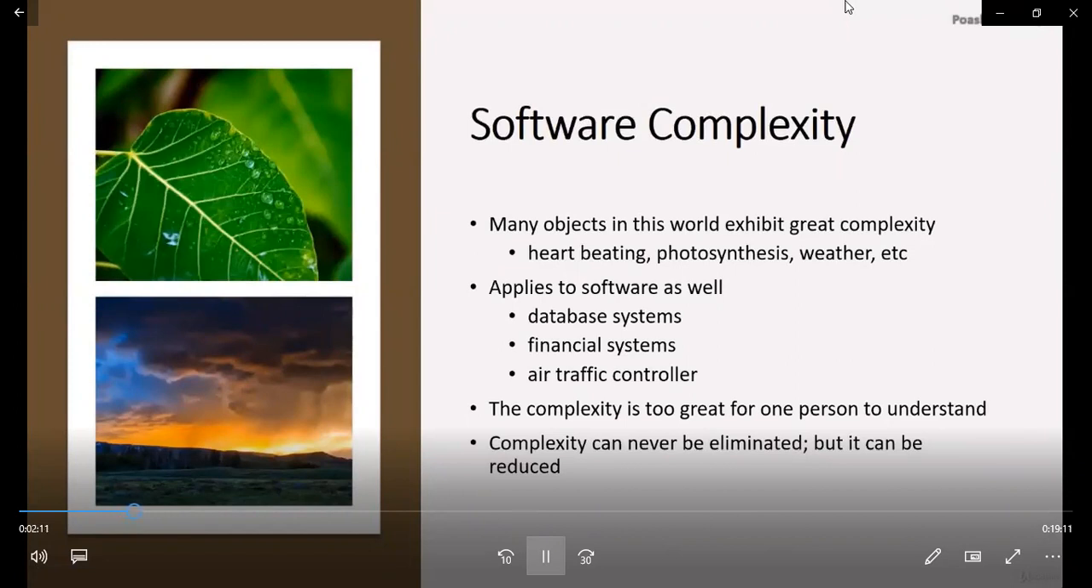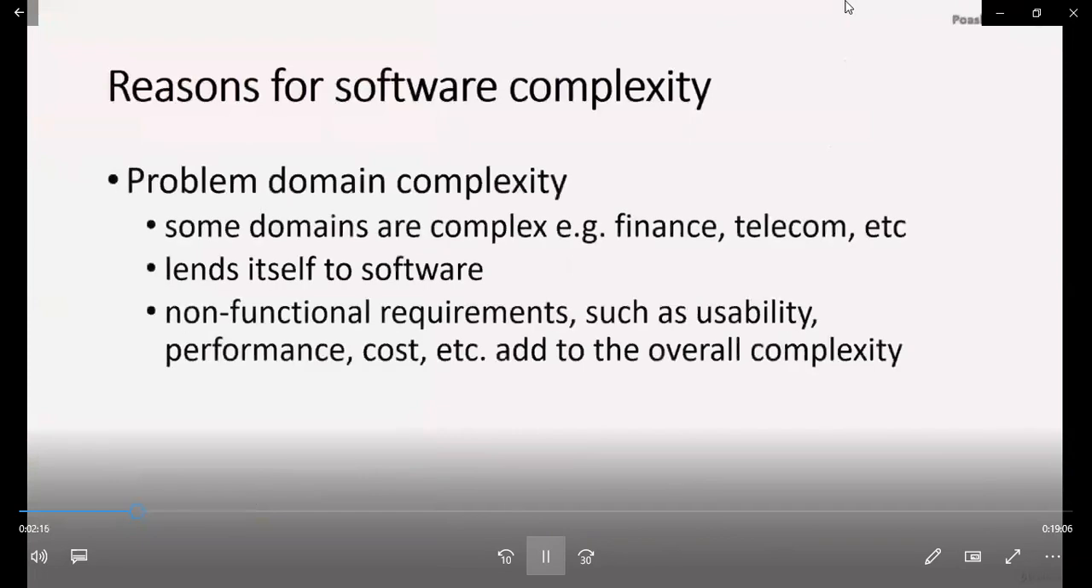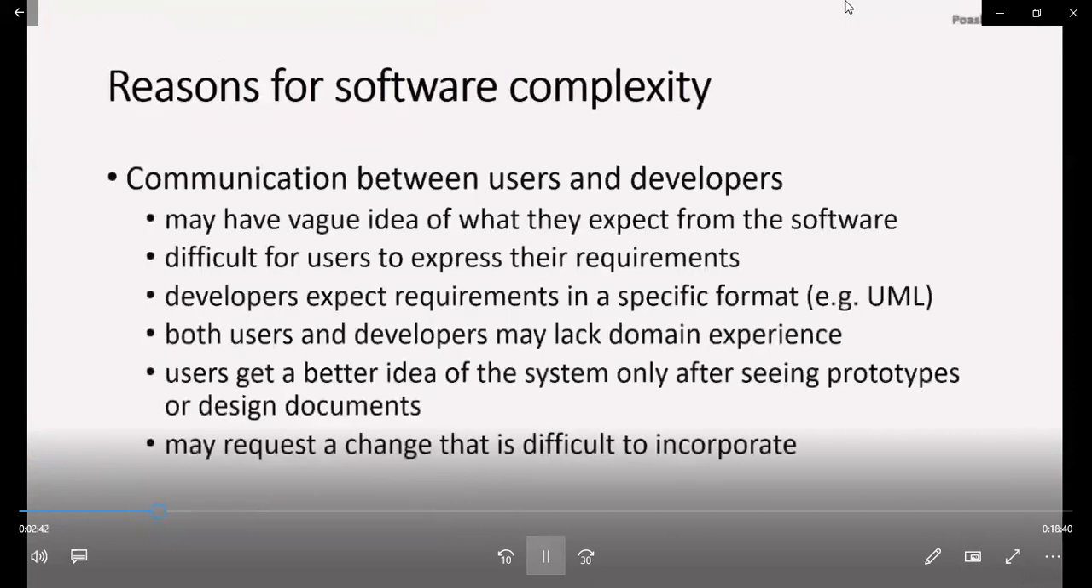So, before we see how the complexity of the software can be reduced, let's understand the reasons for the complexity of the software. So, one reason is the complexity of the domain for which the software is written. Some domains are complex, such as finance, telecom, etc. The complexity of the domain automatically links itself to the software. And then there are non-functional requirements for the software, such as usability, performance, cost, like that. So these also add to the overall complexity of the software.